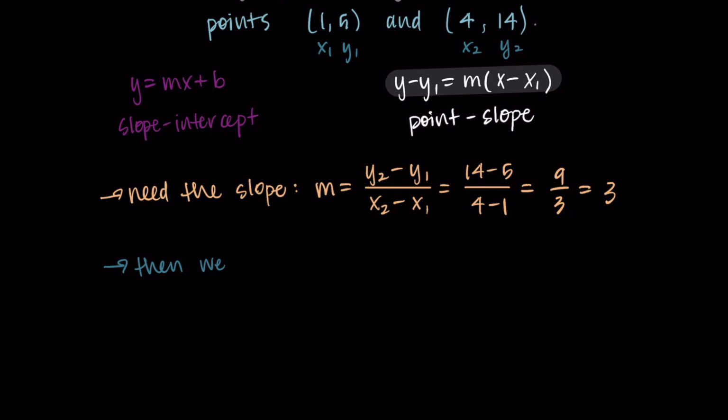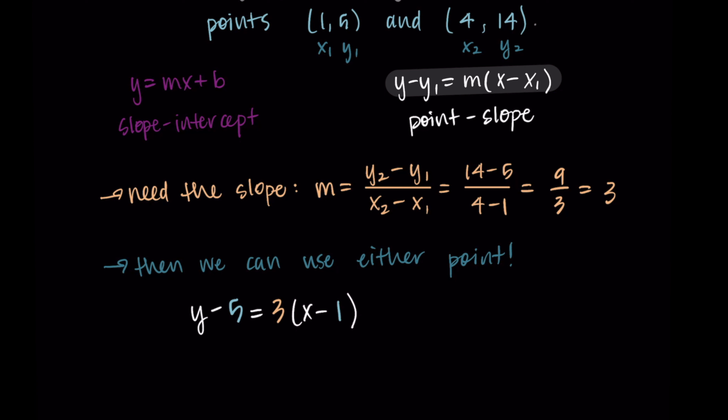Now we can actually use either point that we were given to write the equation of the line. So we can write this either way. Let me show you both. So if we use the point (1, 5) as the x1, y1, this looks like y minus 5 is equal to 3, the slope, times x minus 1. And that's it for that point.